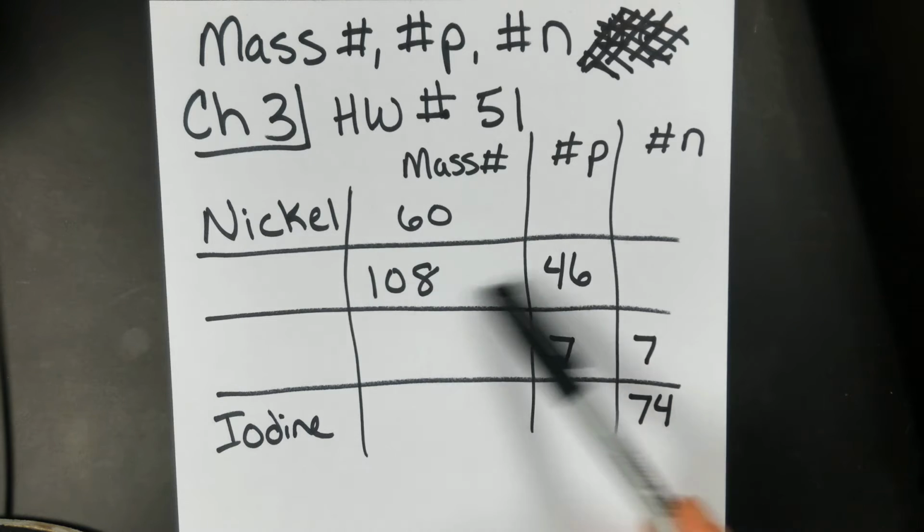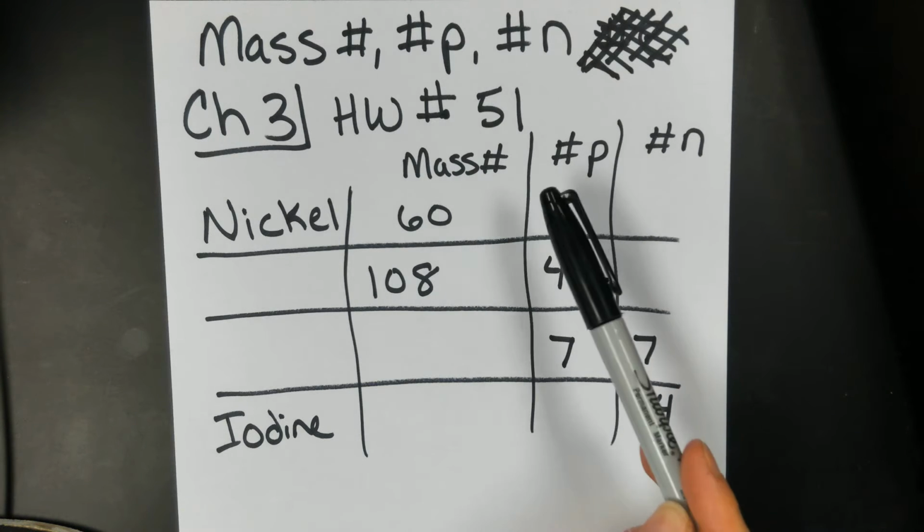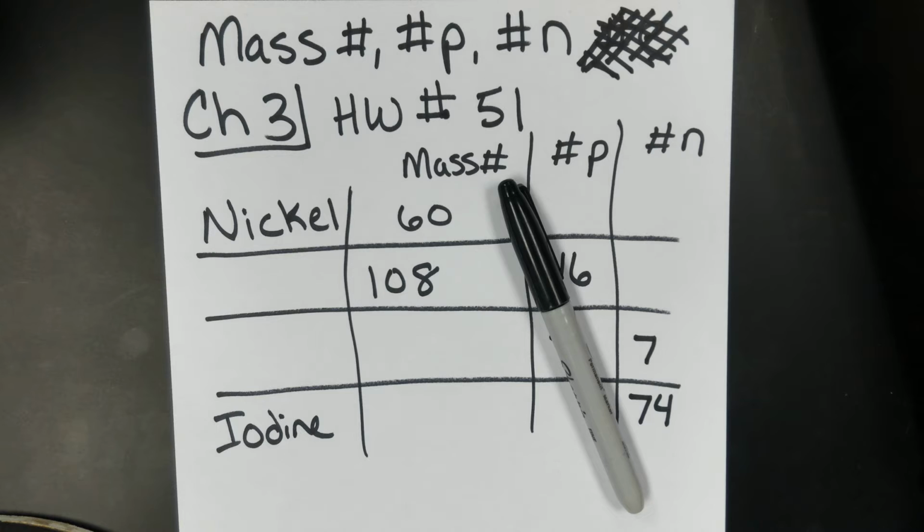So what you need to do this problem is you're going to need the periodic table handy. So actually, let me pull one up, but you should have one in your book. And all you got to do is pull up a periodic table and we're ready to boogie.